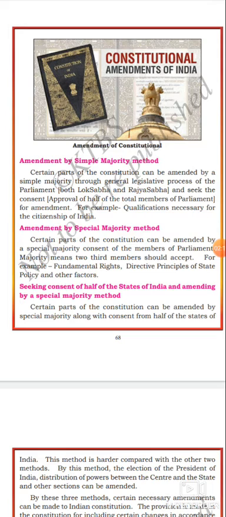Certain parts of the constitution can be amended by a simple majority through the general legislative process of the parliament, both Lok Sabha and Rajya Sabha, and seek the consent, meaning approval, of half of the total members of the parliament for amendment. For example, qualifications necessary for citizenship, etc. Listen, dear students, certain parts of the constitution, not all the parts, can be amended, meaning changed, by a simple majority. Got it? Example, qualification necessary for the citizenship of India, etc.